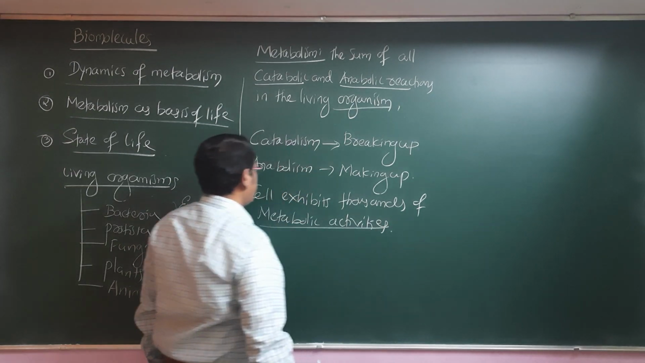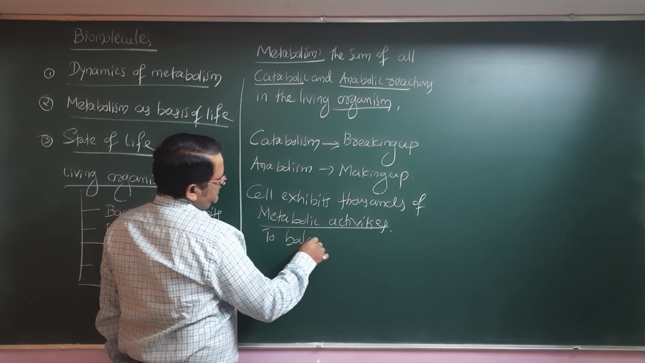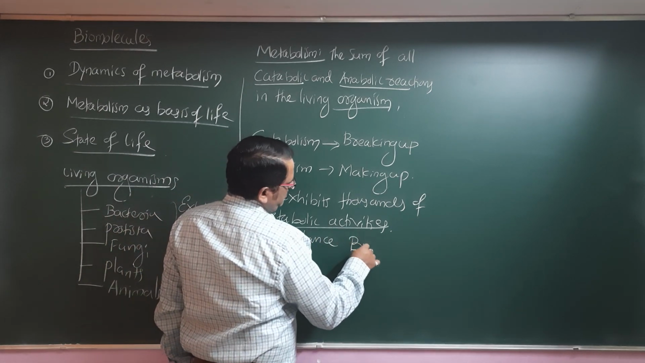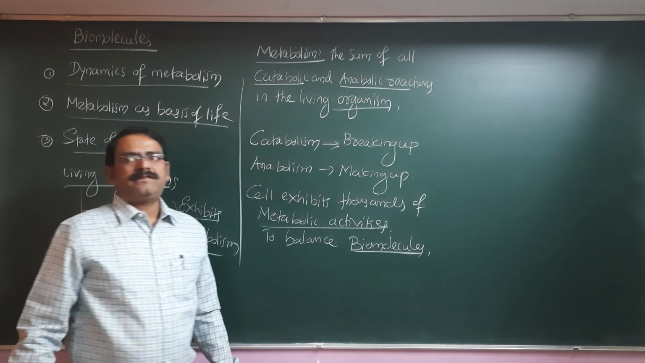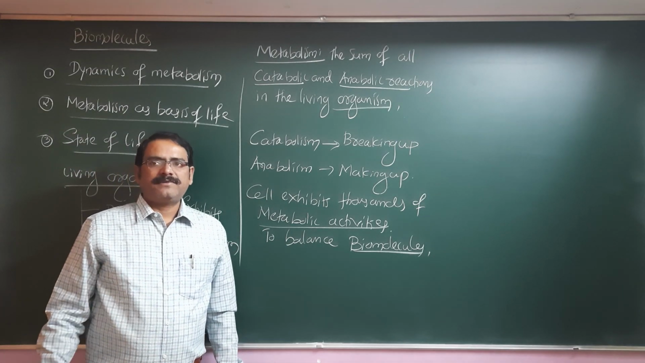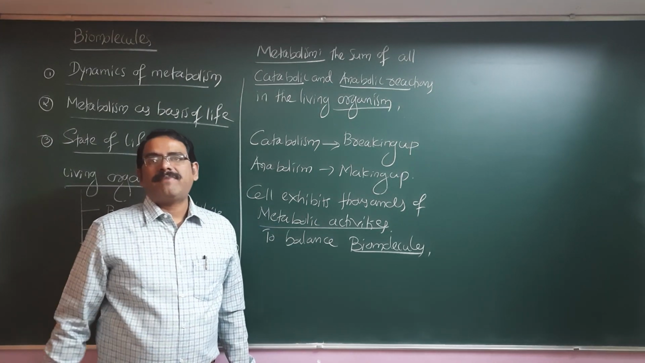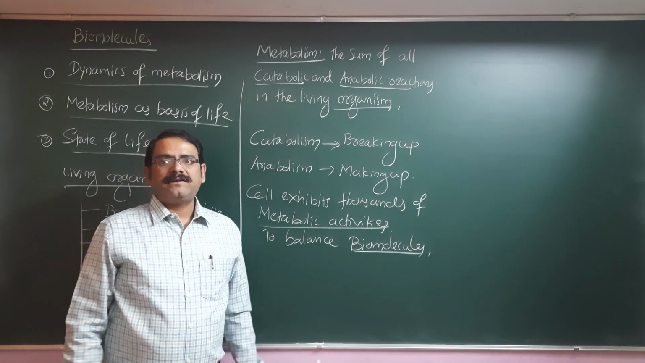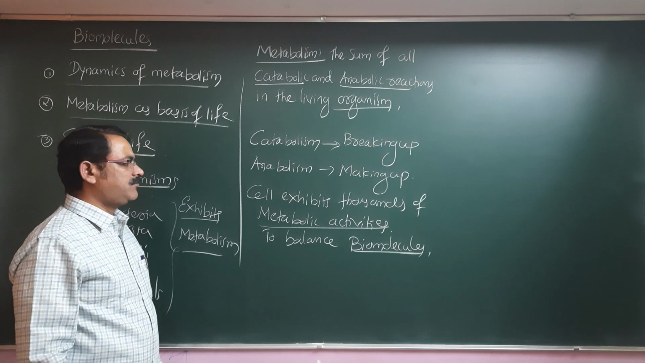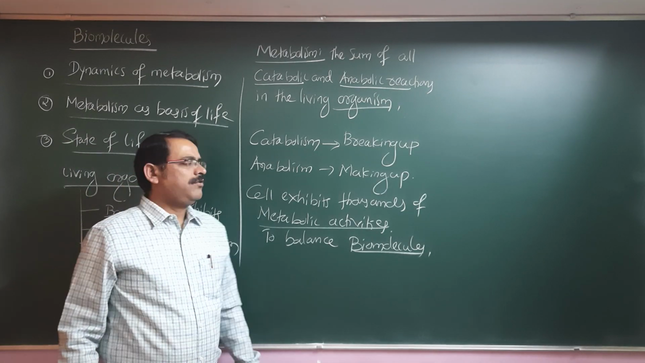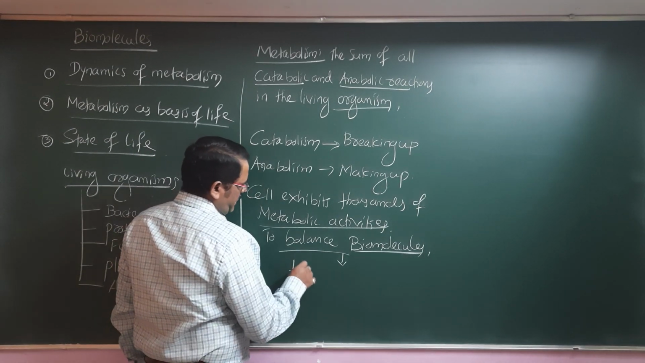Basically, metabolic activities are mainly to balance biomolecules. Biomolecules are the basis for all living organisms. Their concentration has to be balanced, otherwise the imbalanced condition leads to death of the cell. That's why a cell exhibits thousands of metabolic activities to balance the biomolecules. Balancing these biomolecules leads to what we call homeostasis.